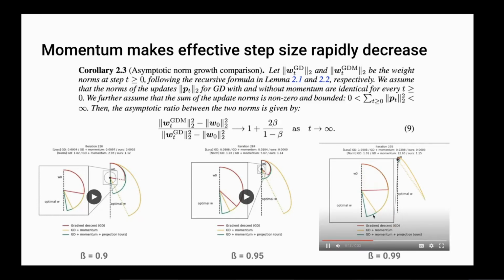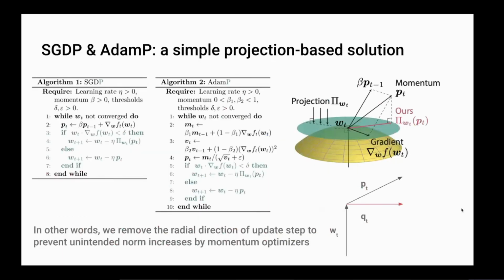Here, this yellow one is momentum, and the green one and red one are the vanilla gradient without momentum. You can see that even though momentum is faster at the first stage, it is eventually slower than gradient descent in the later stage of training. So we propose this green one to reduce this problem. We use a simple projection-based solution. I will skip the details because you don't have to change anything to apply this, just change the optimizer in your code. It does not change your architecture or the objective function.